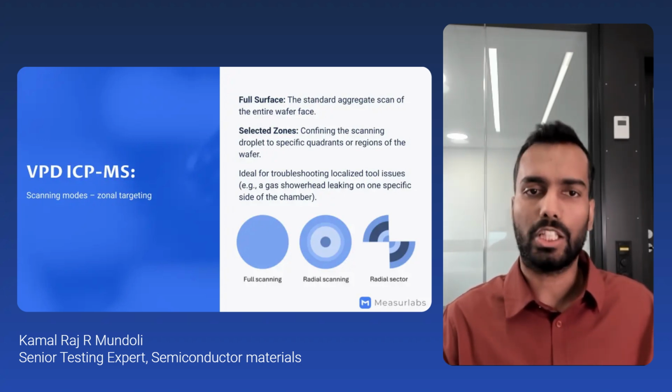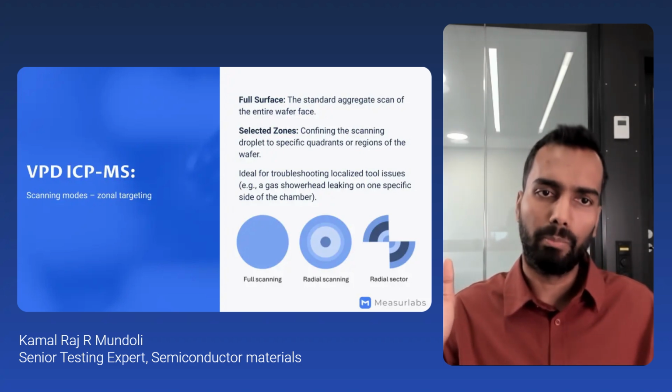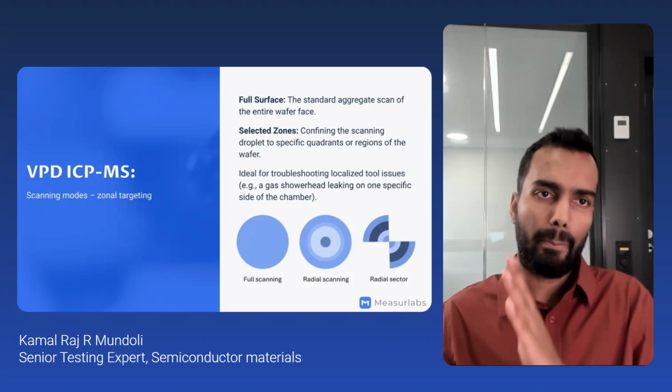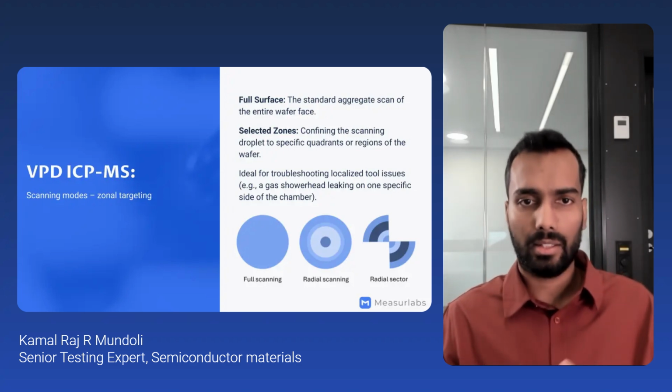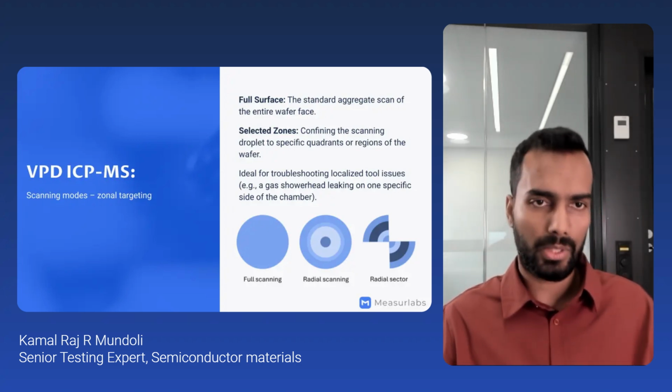For example, if you suspect a gas shower head is leaking just on the right side of your deposition chamber, we can then just scan that side, that half of the wafer, and compare it with the other half to test if there is more contamination on one side to confirm this hypothesis.